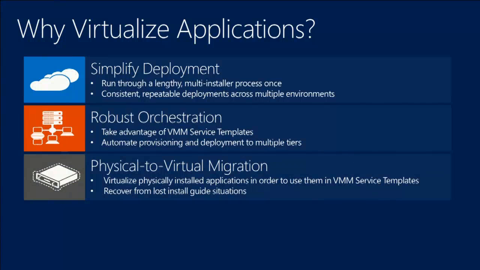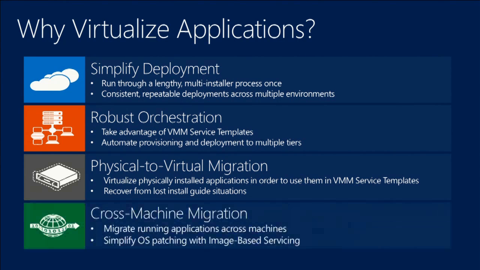Next is physical to virtual migration, and this covers applications that are installed on physical hardware when you want to move these applications off those machines onto virtual machines in the cloud, or just the desire to migrate applications across operating systems. And lastly, cross-machine migration. I touched on that a little bit earlier. When you have an application that is packaged with Server App-V, the servicing process is very easy, and it makes it possible to patch the underlying operating system or the application itself in a very automated way. And so these are the core benefits of virtualizing applications.